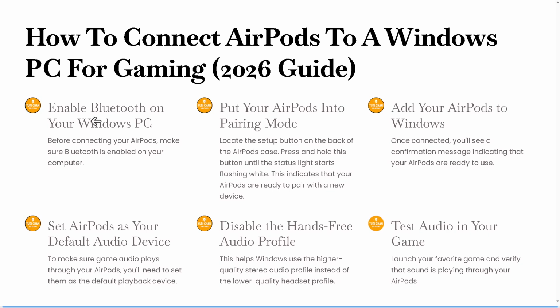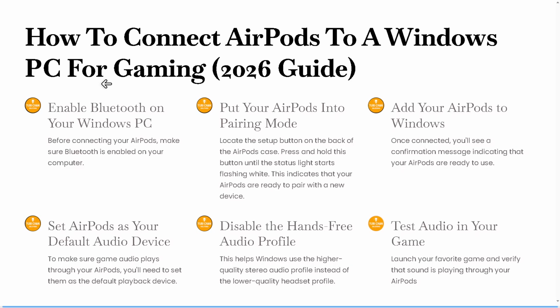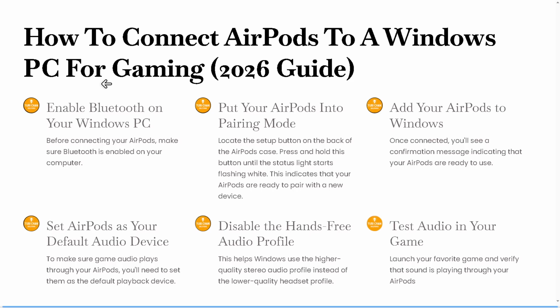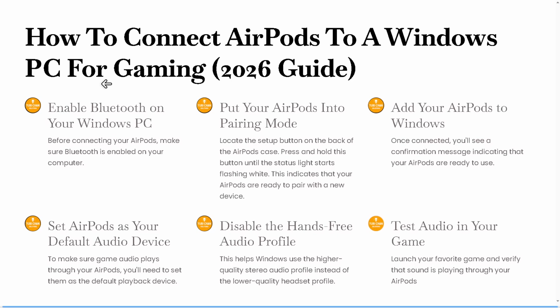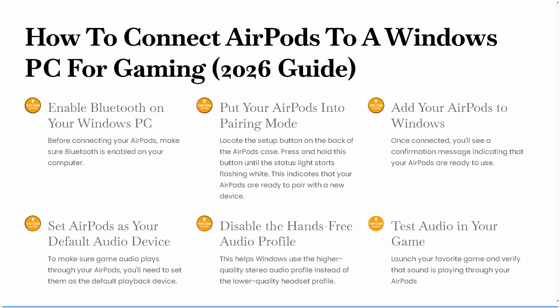Now, before connecting your AirPods, make sure Bluetooth is enabled on your computer. So on Windows 11, click the Start menu and open the Settings. And then select Bluetooth and Devices from the left sidebar and make sure the Bluetooth toggle is turned on. On Windows 10, open Settings, click Devices, then select Bluetooth and other devices and enable Bluetooth. If your PC doesn't have built-in Bluetooth, you'll need a USB Bluetooth adapter.